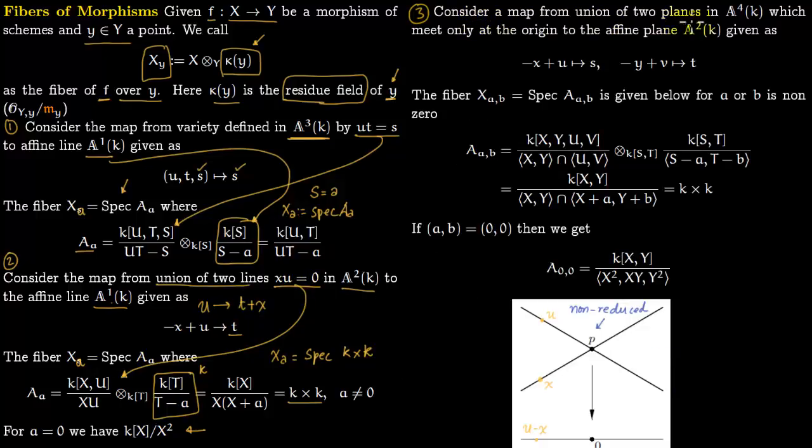So now we consider a map from 4 space, which is a union of two planes. These two planes meet only at the origin, and you map it to the affine plane. So the affine plane, say, has coordinates s and t, and this A4 space has coordinates x, y, u, and v. So this is how we are mapping. Minus x plus u gets mapped to s. That is the first coordinate of this affine plane. So you take these two, you map it to the first coordinate, and then you take these two, you map it to the second coordinate. So minus y plus v gets mapped to the second coordinate.